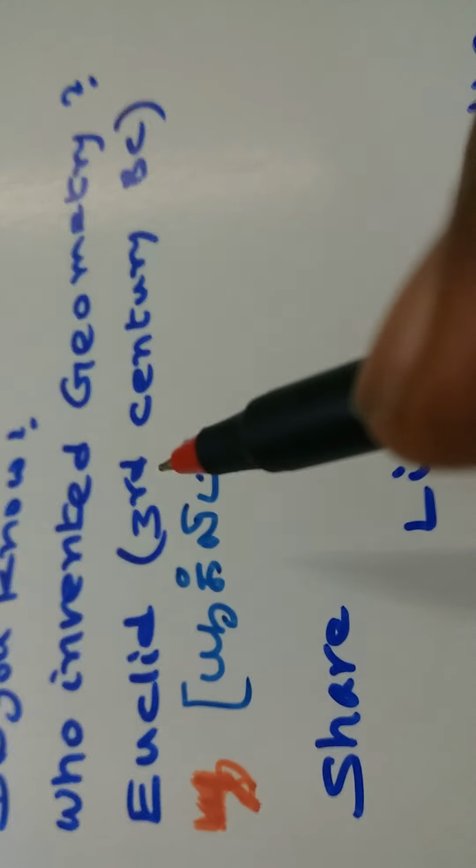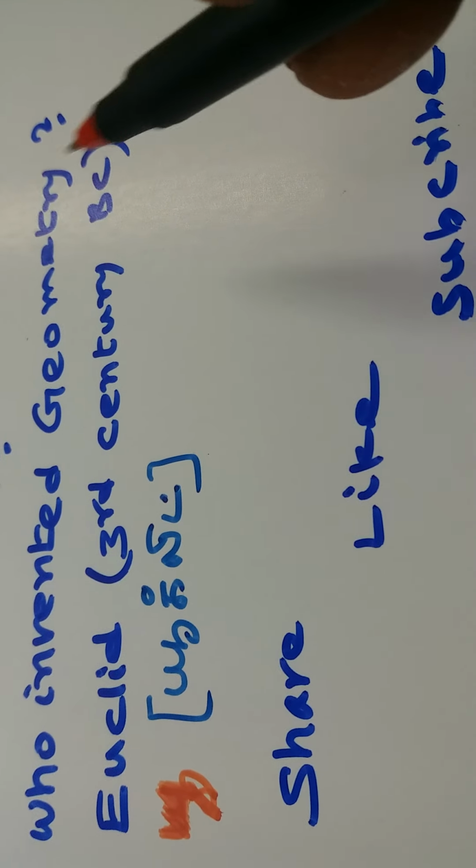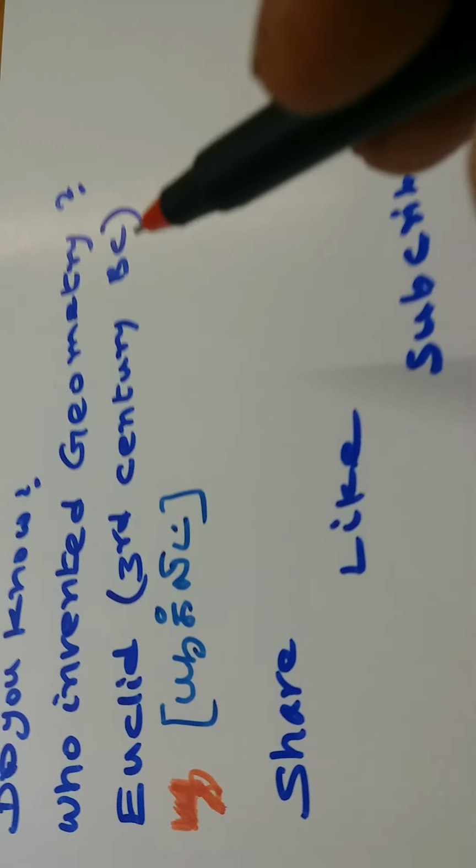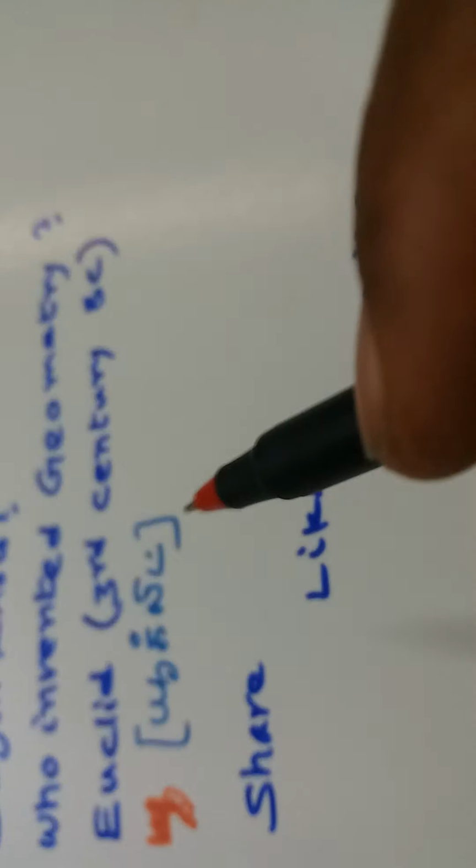Do you know who invented geometry? Euclid, 3rd century BC. Euclid.